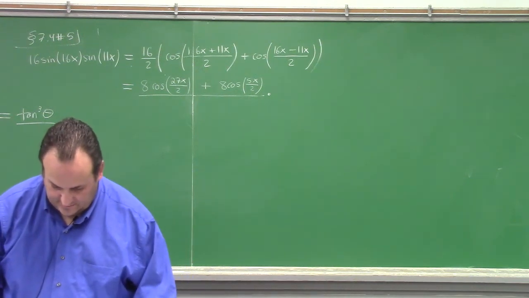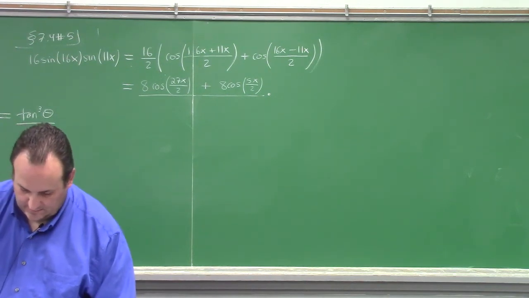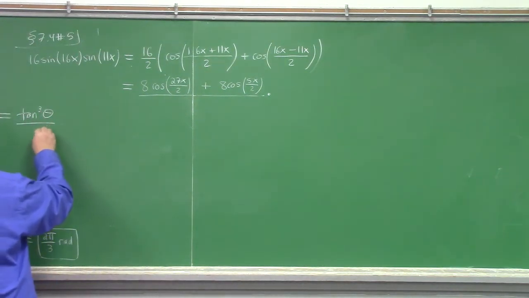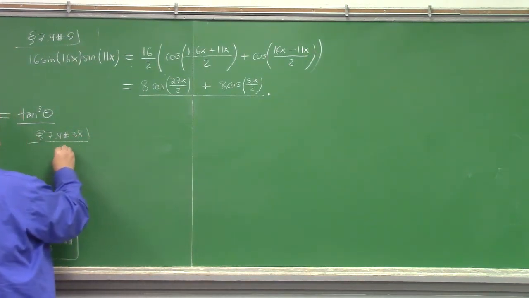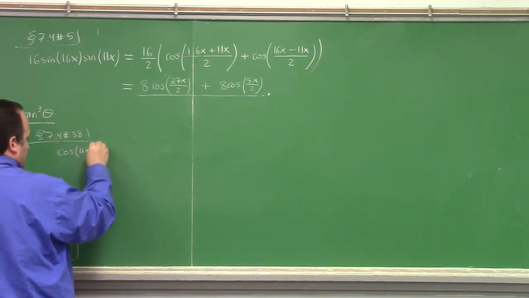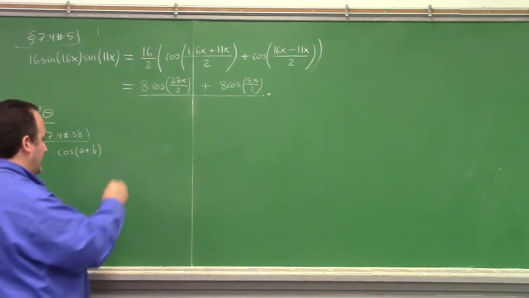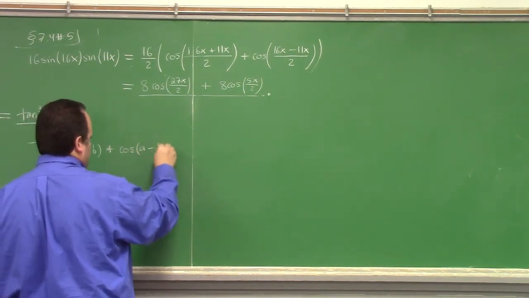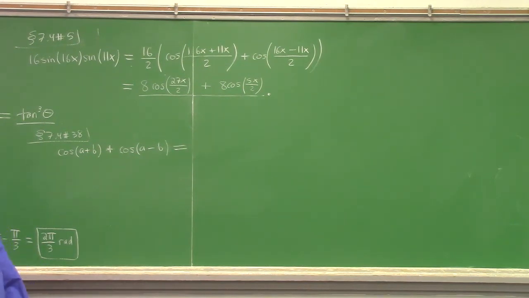Number 38. 7.4, number 38. Prove the identity. Cosine A plus B. So we're supposed to calculate cosine of A plus B plus cosine of A minus B. So I'm just going to go ahead and work on that and see if we can get to the thing that's stated in the problem, right? We're supposed to basically simplify this. And supposedly it simplifies to 2 cosine A cosine B, all right? I'm not even going to write it. Let's just work on this.